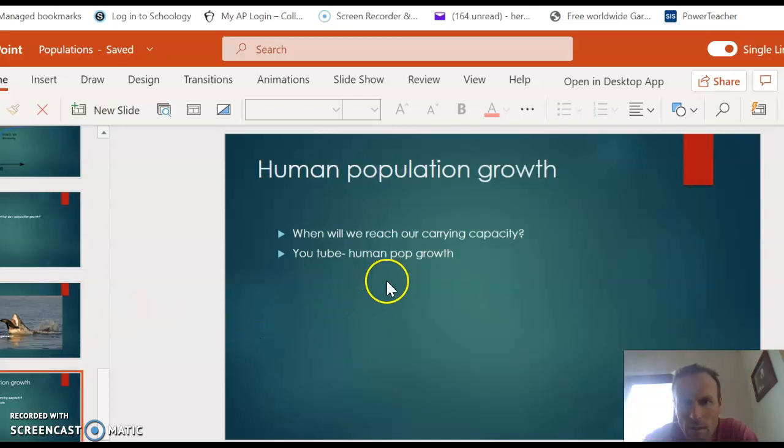So human growth, human population growth is a big question for ecologists and environmental scientists, and we want to know when we're going to reach our carrying capacity on planet Earth. There's some cool YouTube videos you can watch which model the population growth of humans, and we've really been growing exponentially for quite some time. And some people think that we're going to run out of space on planet Earth, and our ability to grow food is going to limit our ability to continue the exponential growth that we observe.